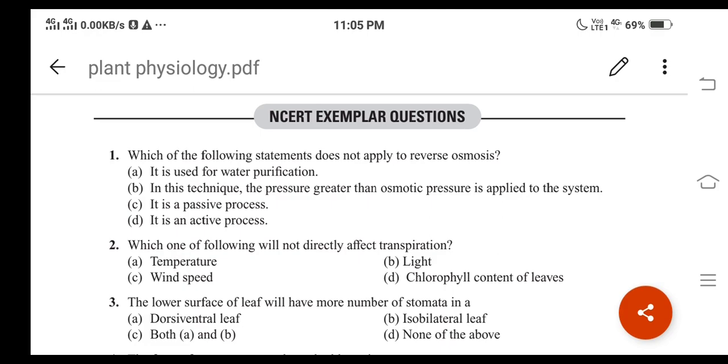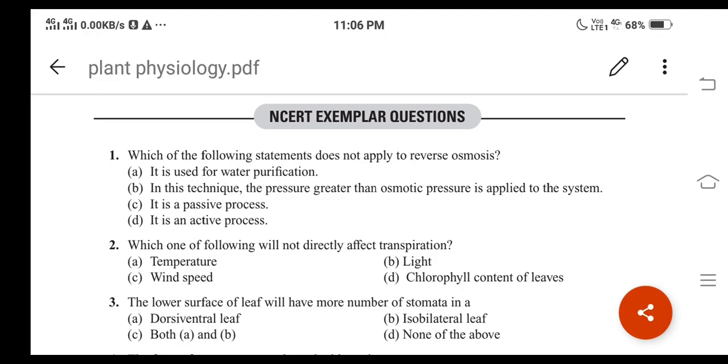So option C is the correct answer, right? Then question number 2, which one of the following will not directly affect transpiration? Temperature, light, wind speed, chlorophyll content of the leaves, right? Temperature, light and wind speed can directly affect the transpiration but not the chlorophyll content of leaves, because chlorophyll content of leaves is considered as a plant factor and not the external factor, right? So option D is the correct answer, right?